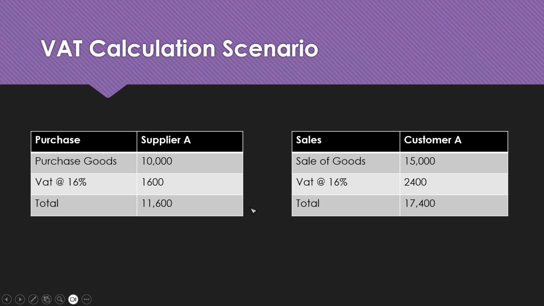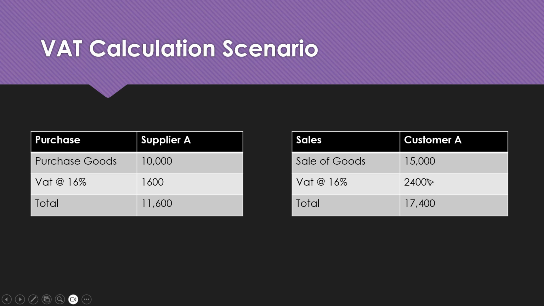Now this is the scenario where we are purchasing goods from a supplier, and the goods we have purchased are worth $10,000, on which VAT or input VAT on purchases is 16%, that is 1,600. So this makes the total including tax 11,600. But the same goods that we have purchased from the supplier will be sold at $15,000, on which we will charge the customer 16% VAT, that is 2,400. So the total, including the VAT and the original sale amount, is 17,400. In total, we will receive this amount from the customer.